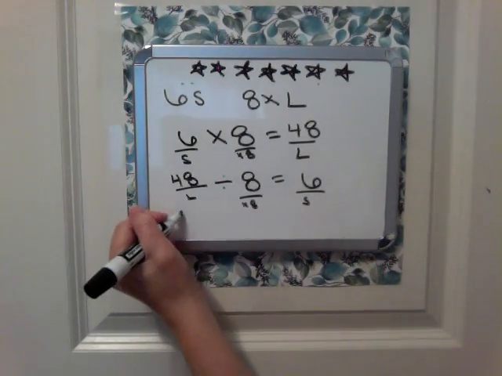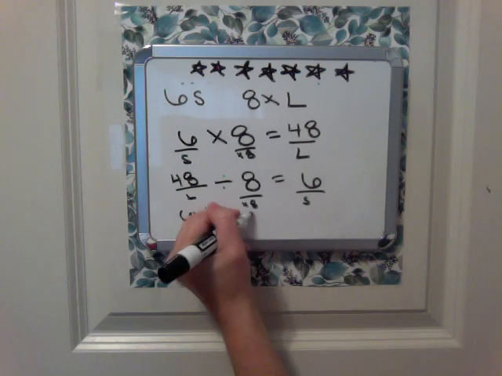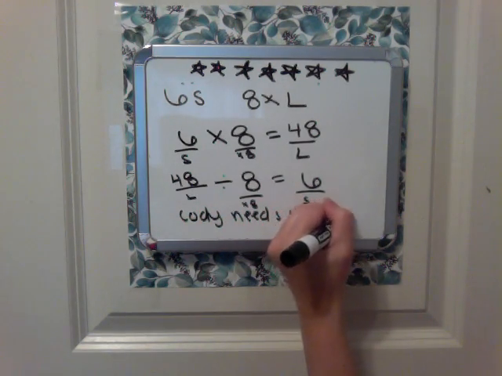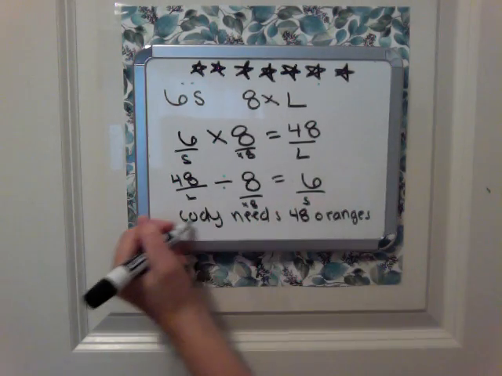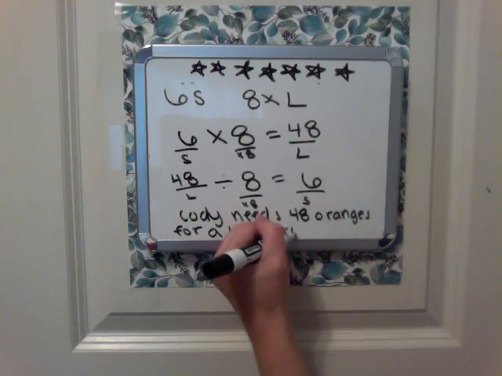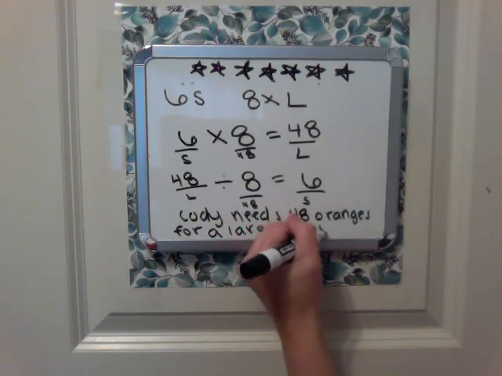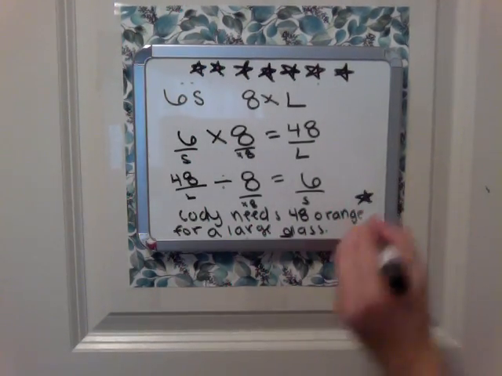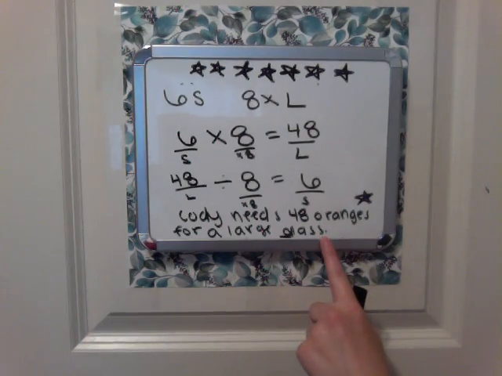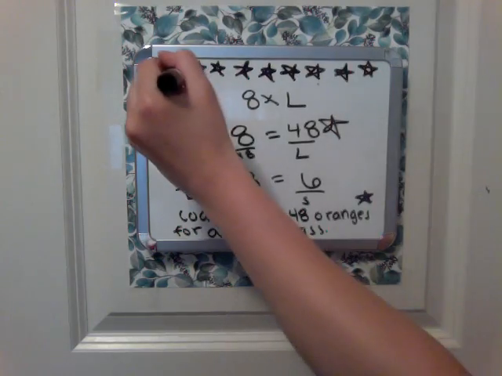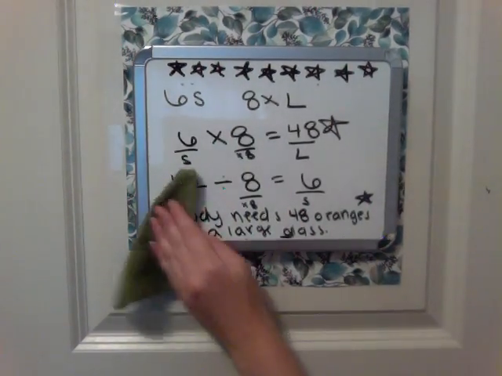So you also need to write this in a complete sentence. Cody needs 48 oranges for a large glass. The G got a little messed up there. Give yourself a star for a sentence. Please check, make sure you have a capital and a period or end punctuation. Give yourself a star for the answer of 48. That's 2 total stars you can earn on this page.